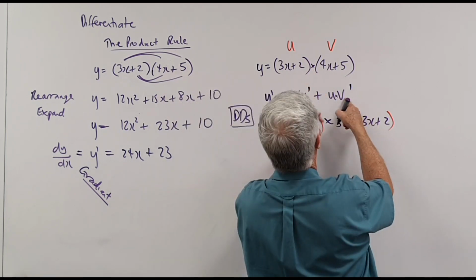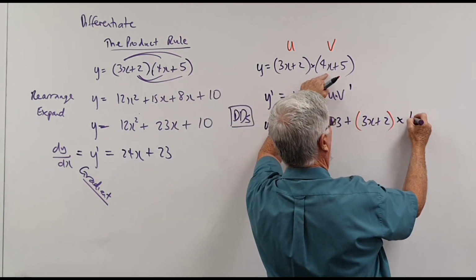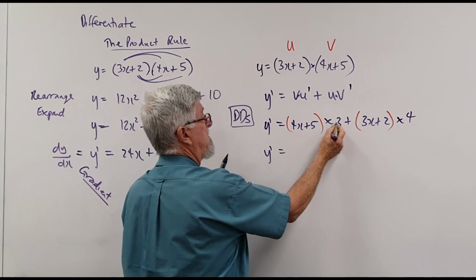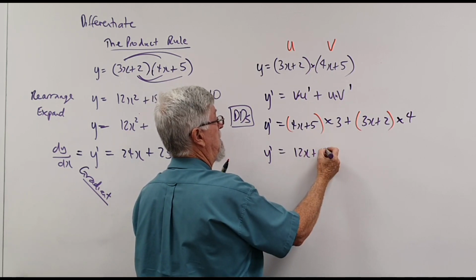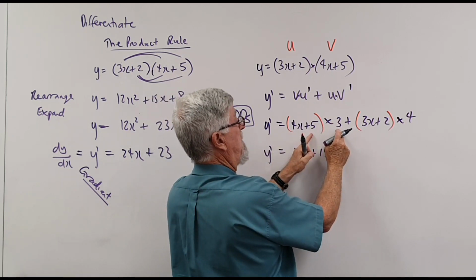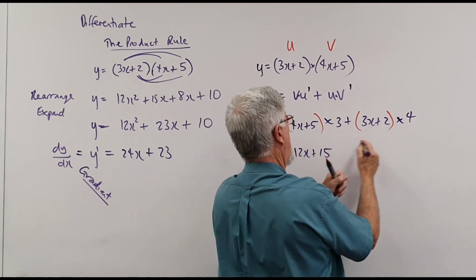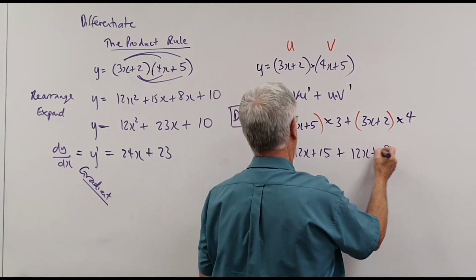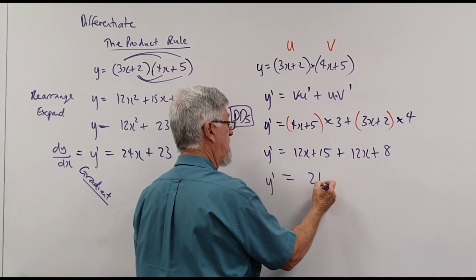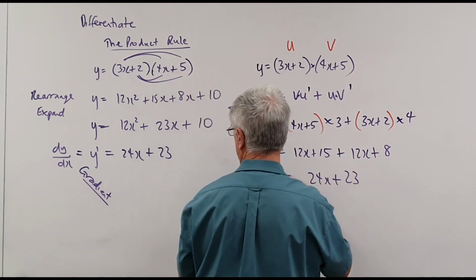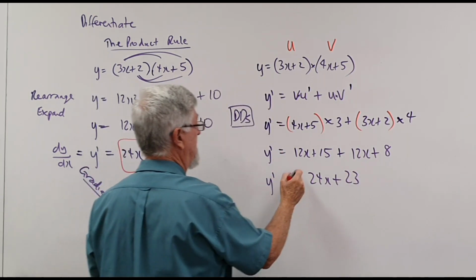Now, then I times by the derivative of that one, which is just the 4. Now, just expand the brackets, and it'll be 12x plus 15. 12x plus 15. Expand this will be 12x plus 8. Make sure I don't make any silly mistakes. And the answer is wonderful. And we get 23. And we get the same answer whether we did it that way or that way.